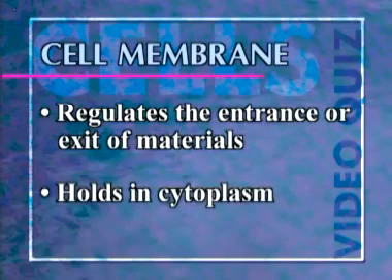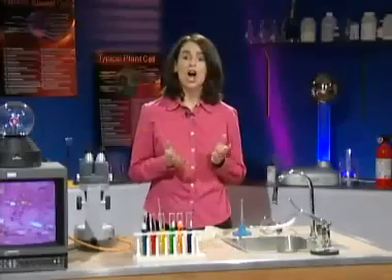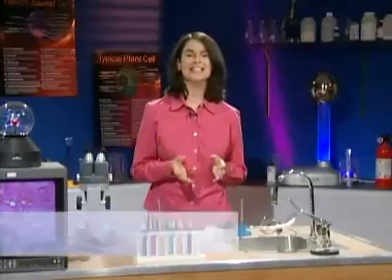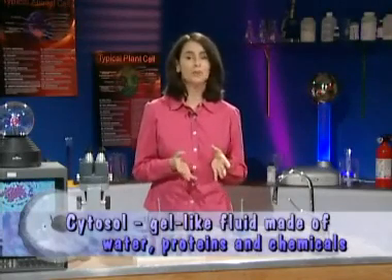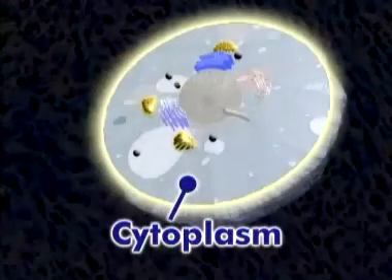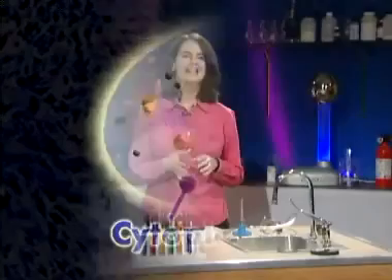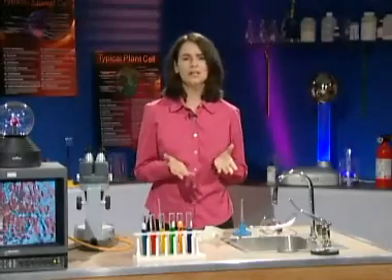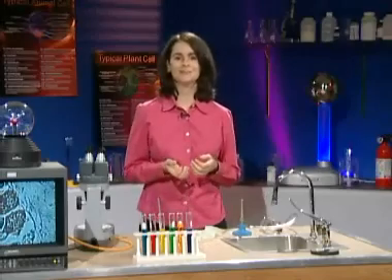Overall, the cell membrane is a thin layer around the cell that regulates the entrance or exit of materials and holds in the cytoplasm. The cytoplasm includes everything inside the cell membrane except the nucleus. Also a part of the cytoplasm is cytosol, a gel-like fluid made up mostly of water, proteins, and chemicals. The cytoplasm is a place where many cellular components and organelles are found. It's the place where most of the work in a cell occurs and where many substances like proteins are made.